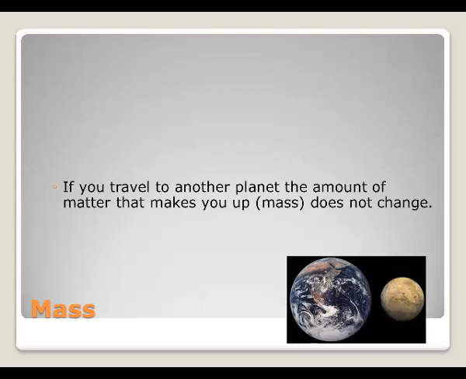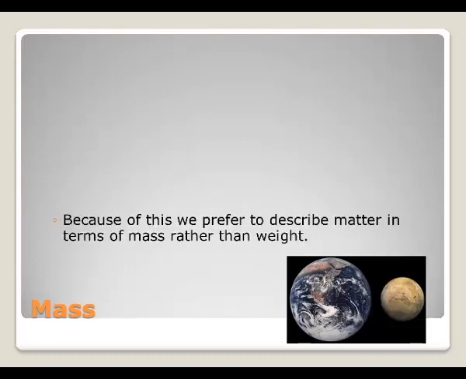So if you travel to another planet, the amount of matter that makes you up, mass, does not change. Your mass does not change. You still have the same amount of matter making you up. Due to this, we prefer to describe matter in terms of mass rather than weight. Because if you were to go to Mars, your weight is going to be different. Your mass does not change, but your weight will.